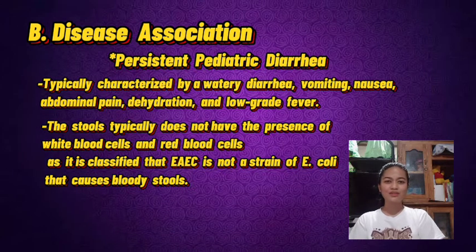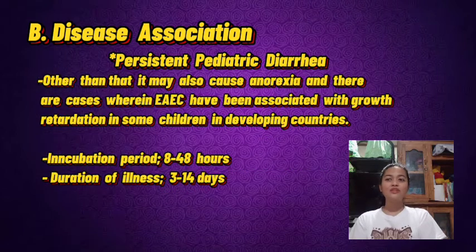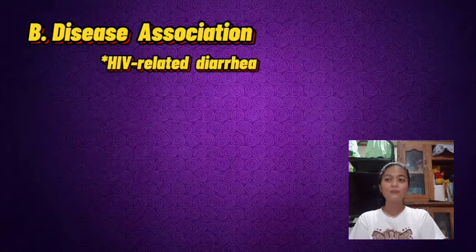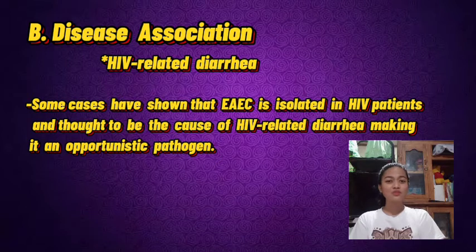EAEC is not a strain of E. coli that causes bloody stools. Other than that, it may also cause anorexia, and there are cases wherein EAEC has been associated with growth retardation in some children in developing countries. Also, some cases have shown that EAEC is isolated in HIV patients and thought to be a cause of HIV-related diarrhea, making it an opportunistic pathogen.